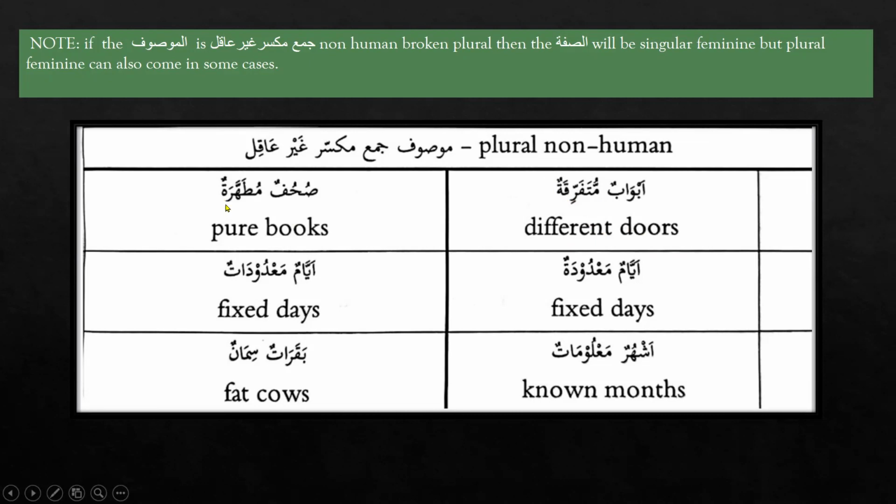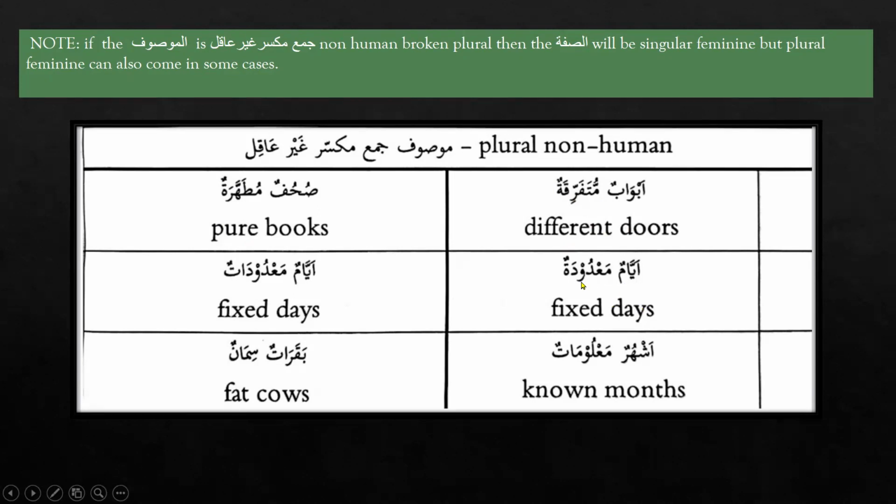Suhufun mutahharatun, pure books. This is the plural form of sahifa, and as the construction of the word shows us, it is a jama mukassar, a ghair aqil word, so it is followed by a singular feminine sifa. This ta marbuta is showing that it is a singular feminine word. Pure books.